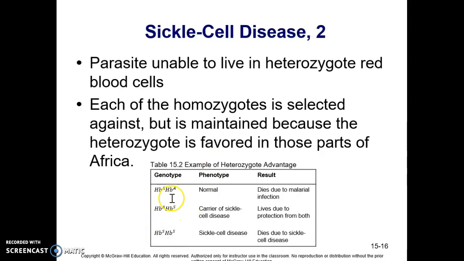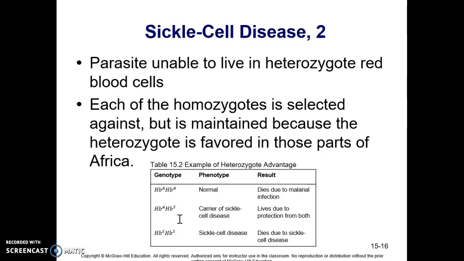Now I know it shows the genotypes here, just look at the A's and the S's. So big A is normal, and the S is for sickle cell, okay? And so if you're heterozygous, you have kind of the best of both worlds. You don't have full-blown sickle cell, and you can't get malaria.